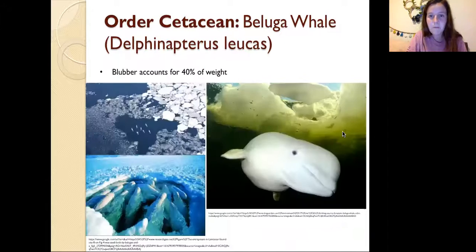So that's pretty interesting. 40% of their body weight is blubber. I think that this makes sense as they are in Arctic regions. Most of the waters that they're in are a temperature of about 32 degrees Fahrenheit, so very cold, and they do need the ability to stay warm with that blubber.